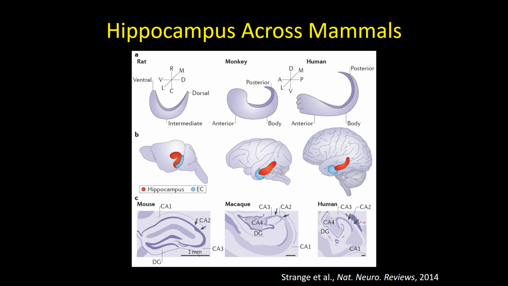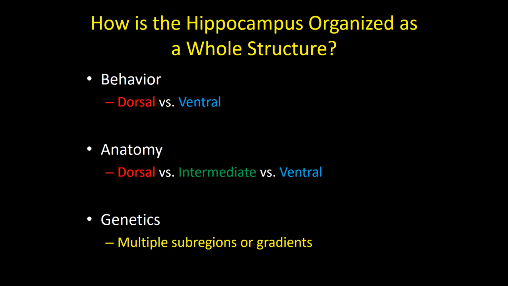And as you move along this axis, no one has really known exactly where one part stops and another part begins. In fact, it's not even entirely clear how many parts of the hippocampus really exist. The question of how this hippocampus is organized as a whole structure has generated three somewhat incompatible answers from three separate fields of neuroscience.